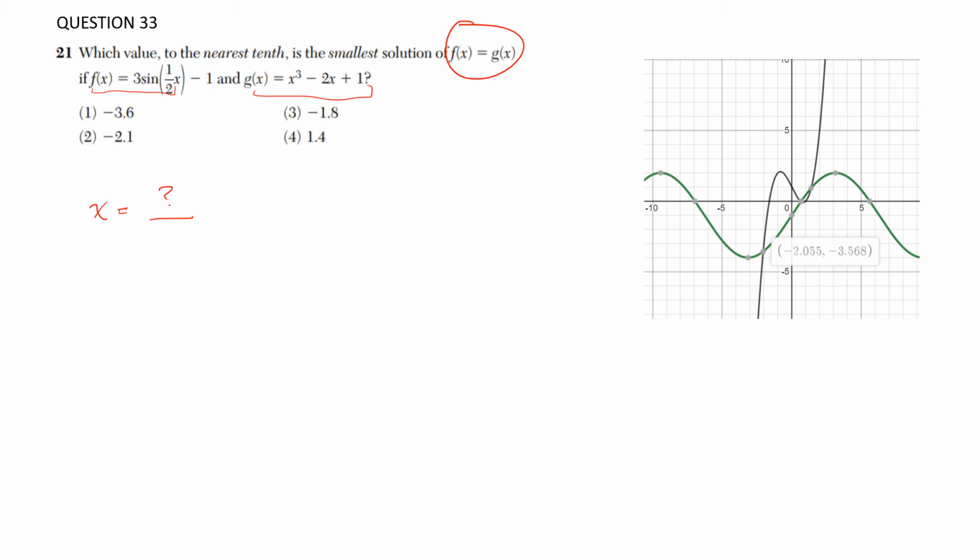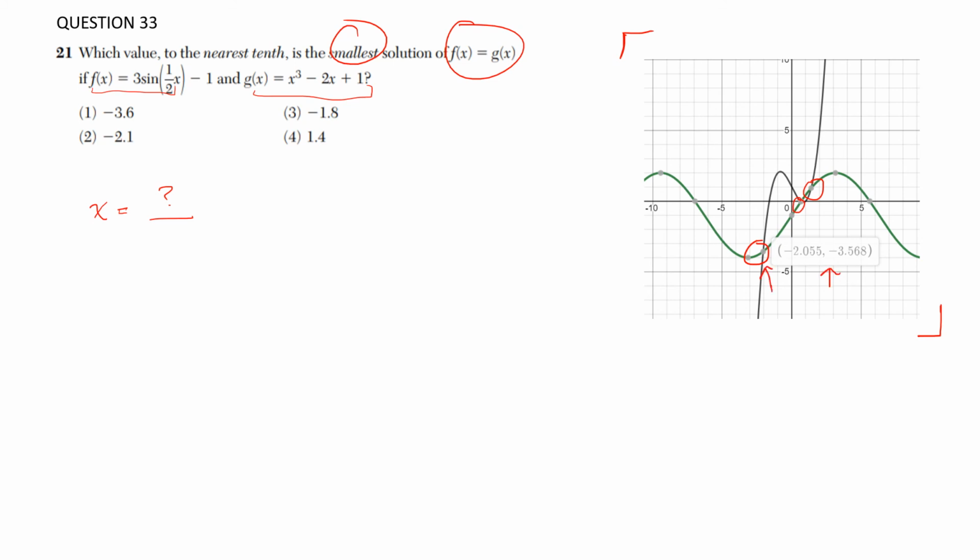At what x value would they intersect? This graph was not provided, but I've inserted it here for our reference. You can easily put these two functions into your calculator and find the intersection point. We find that there's three. But again, the problem is asking us what is the smallest one. So we're just finding which is the smallest x value, and that would be this one right here.